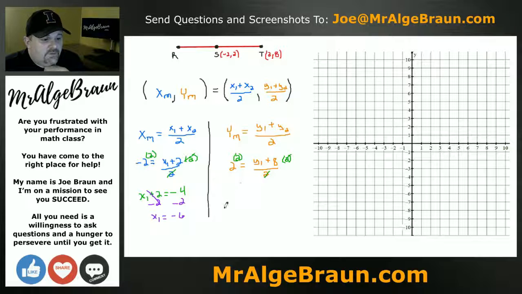I'm going to flip this around again and show some symmetry. So y sub 1 plus 8 equals, and 2 times 2 is 4. Grab some purple here and subtract 8. What we do to one side, we do to the other. And so y sub 1 is going to equal -4.